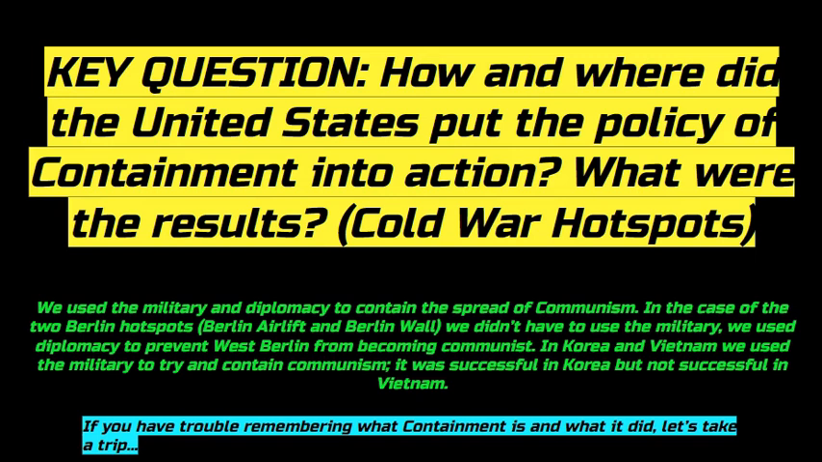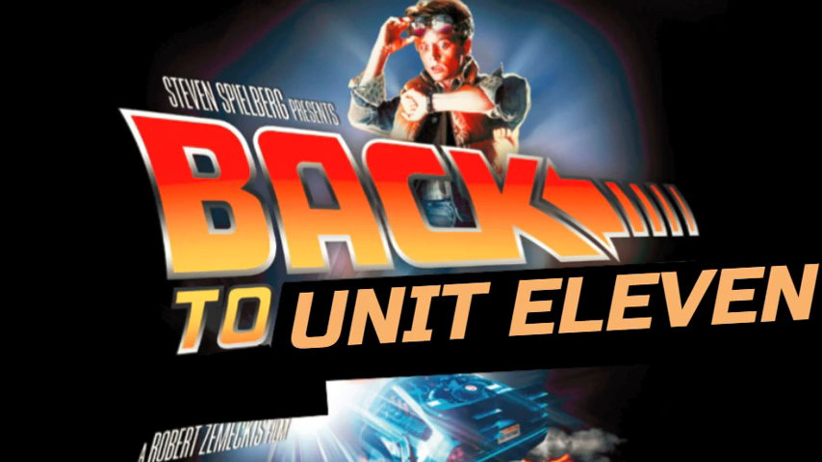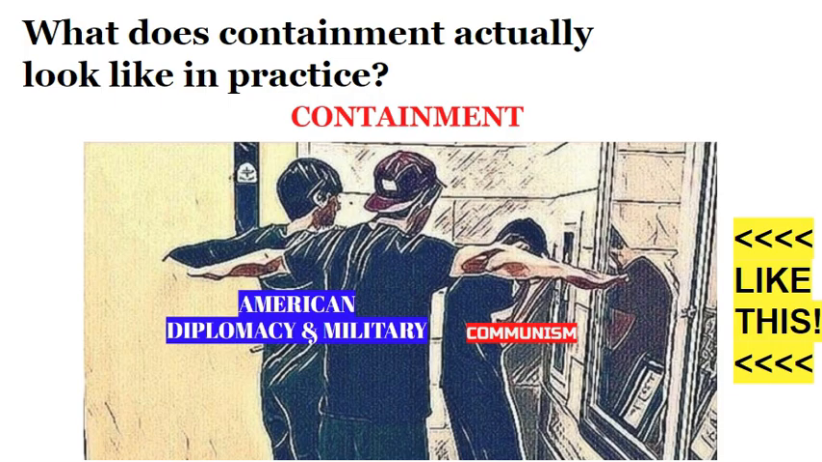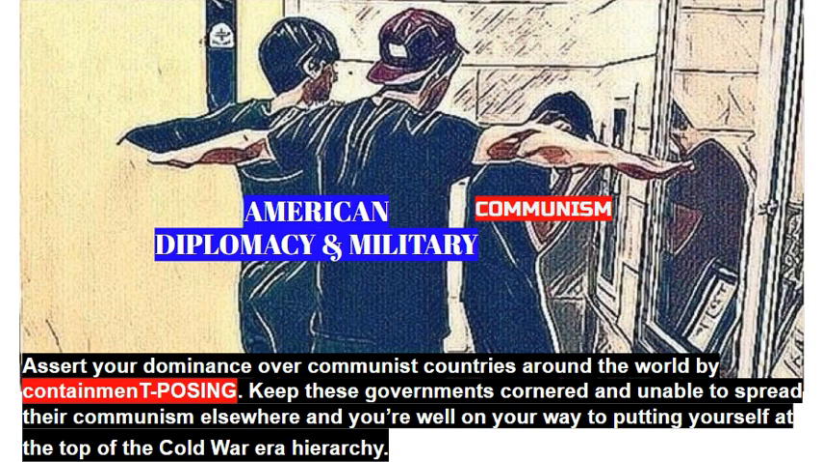If you have trouble remembering what containment is and what it did, let's take a trip back to Unit 11. This one we won't skip because it's just great. It is peak memification of history. So what does containment actually look like in practice? Essentially, it's a giant T-pose. American diplomacy and military cornering communism and containing it to that corner. So, assert your dominance over communist countries around the world by containment T-posing. Keep these governments cornered and unable to spread their communism elsewhere, and you're well on your way to putting yourself at the top of the Cold War era hierarchy.